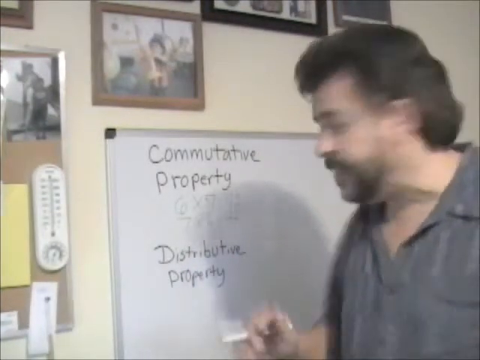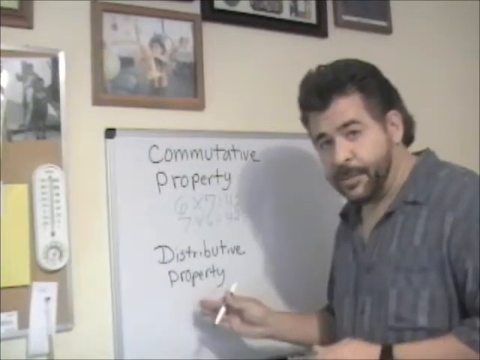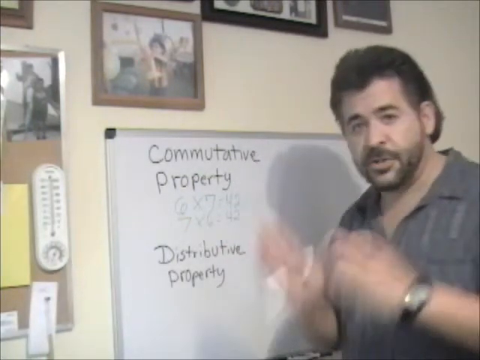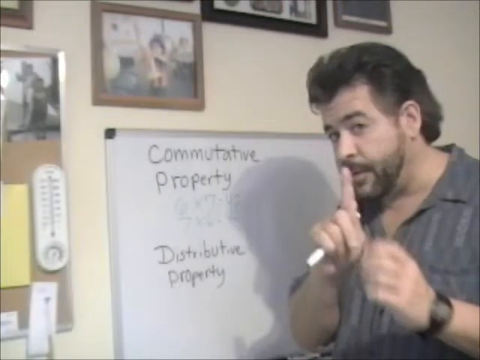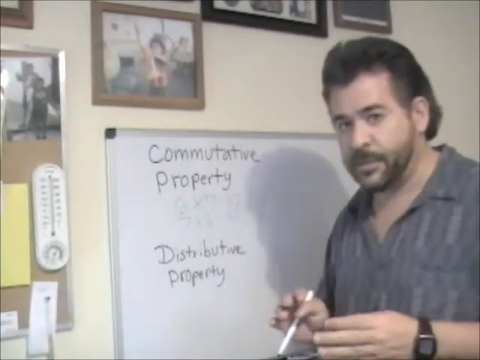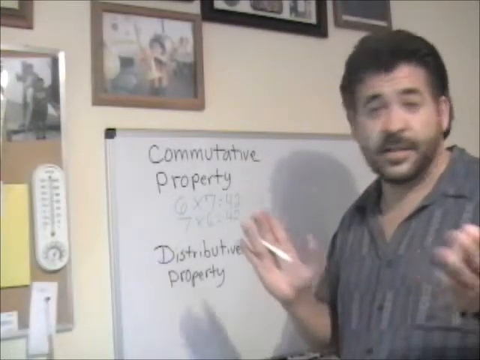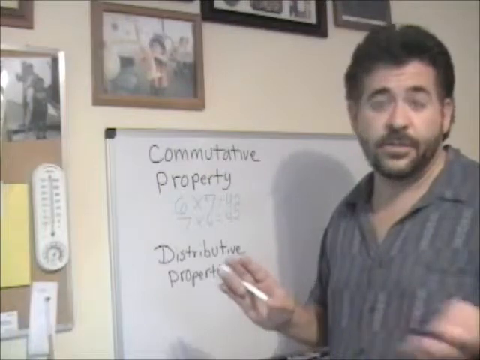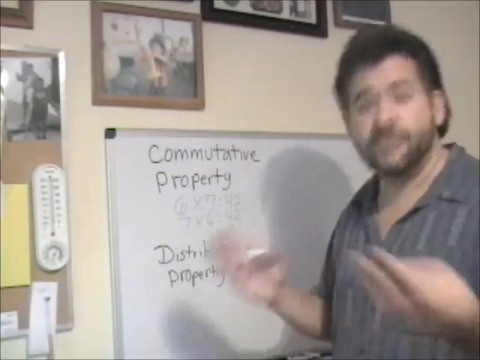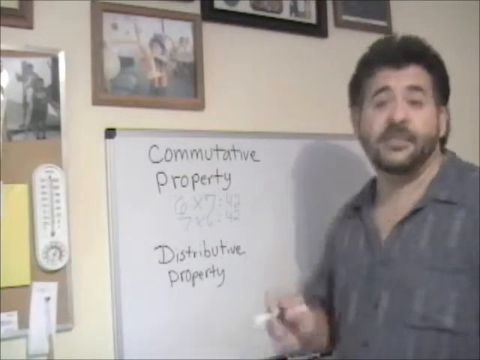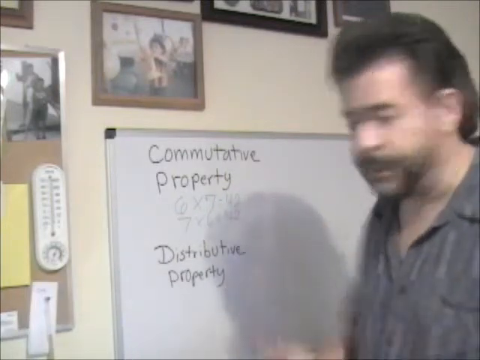Done. Now, distributive property means that I'm going to distribute the numbers. I'm going to break one of the numbers up into smaller numbers. So let's say in this case I want to break down the 7. I can break down the 7 into any two numbers that add up to 7. I can do 6 and 1, 5 and 2, you get the idea. In this case I'm going to break it down into 3 and 4. 3 and 4 is 7.